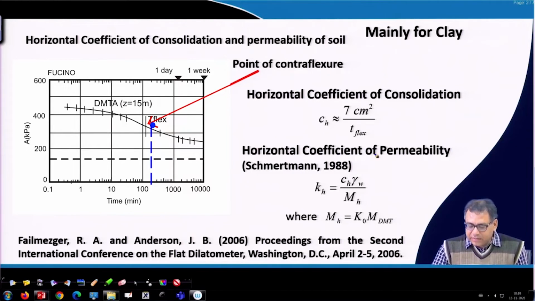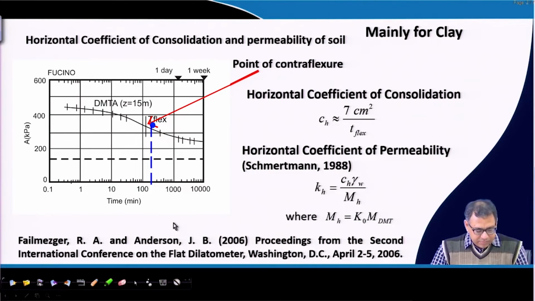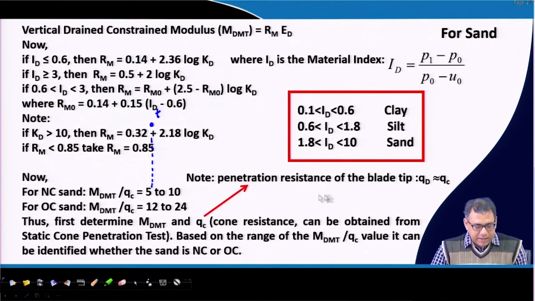Now, the horizontal coefficient of permeability I will get by using this expression. This is CH, I will get from this expression, then MH. MH is K0 and M dmt. K0 is the coefficient of earth pressure at rest that I will get by using this expression, then CH also I will get from this expression. This is gamma W, the unit weight of water, and I will explain what M dmt is.